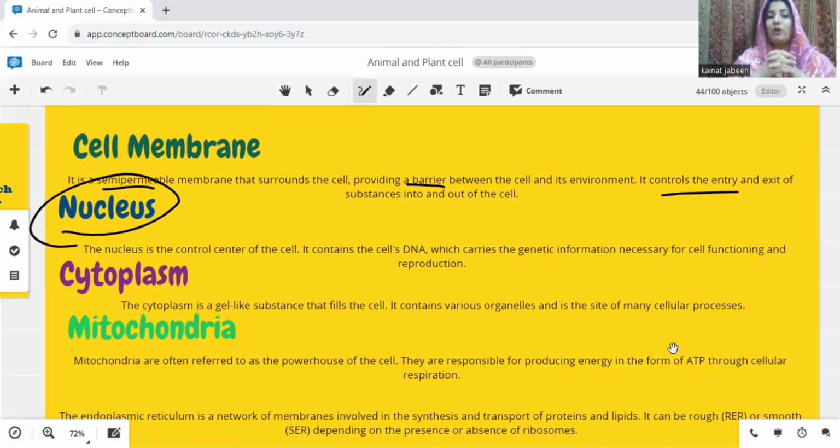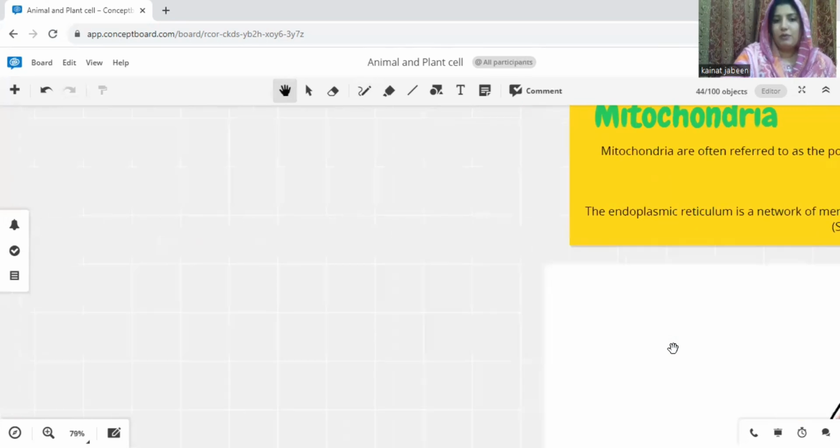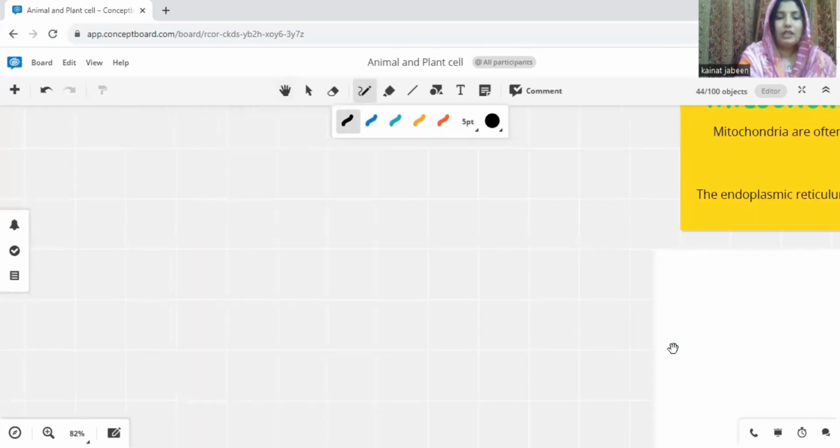Next one is the mitochondria. Mitochondria is an important one. Mitochondria are referred to as the powerhouse of the cell. Whenever we need energy, who is going to provide the energy to our body? That is the mitochondria. And how does it provide energy? In mitochondria, respiration happens. How respiration happens and how it provides energy, I'm going to tell you.